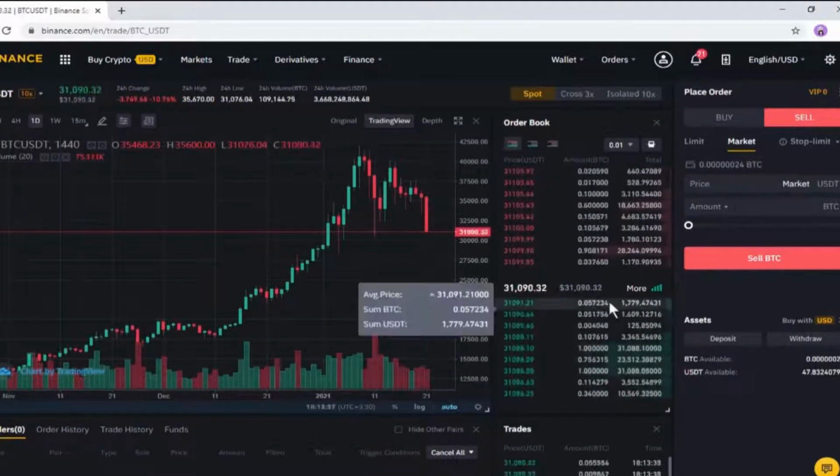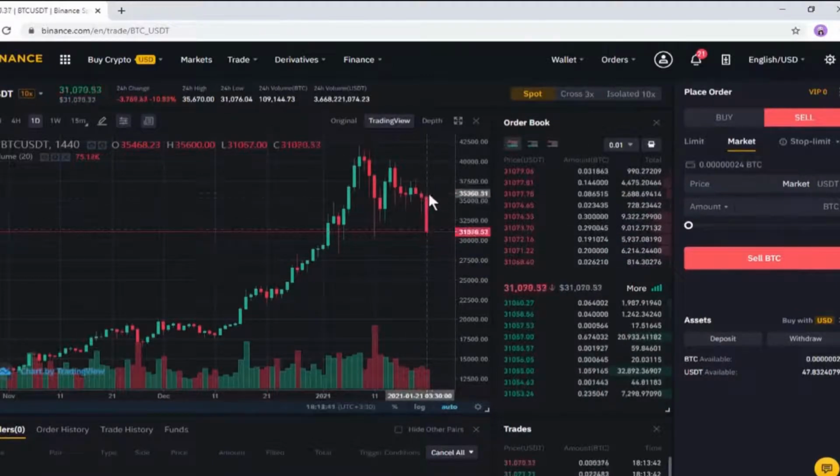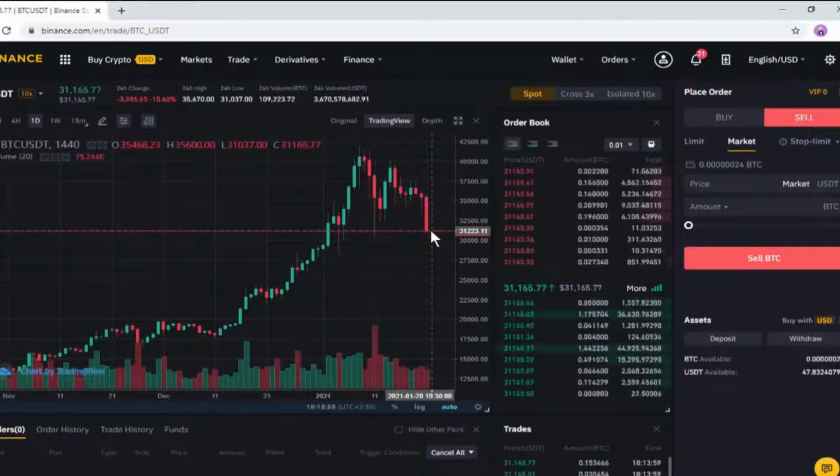For example, when the market is highly volatile and the Bitcoin price is falling sharply, you place a sell market order, but after that you see that the price at which the order is executed is lower than what you expected. So market orders are only used when you are in a rush and you want to quickly buy or sell the coin, no matter whether the price is higher or lower than what you expect.